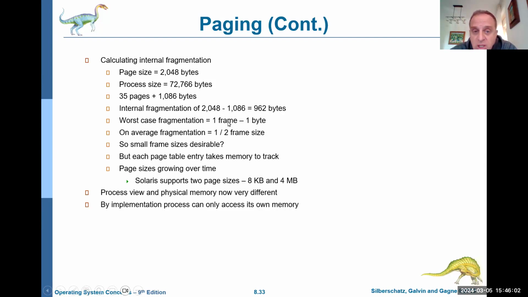Worst case fragmentation would be an entire frame except for 1 byte. In other words, we have to give it a whole new frame just for 1 byte. On average, fragmentation is half a frame size. So you might say small frames are desirable, but each page table entry takes memory to track. So we'd rather not have such small ones. We'd rather have bigger ones. And over history, the pages have in fact gotten bigger, to 4 megabytes or even 16 megabytes.